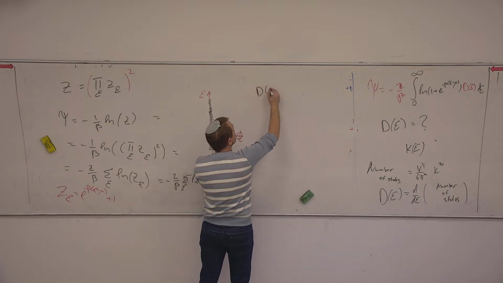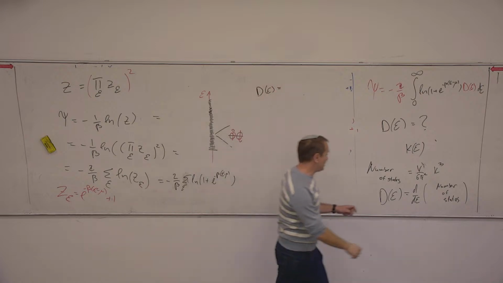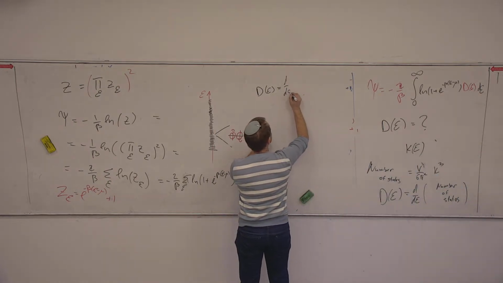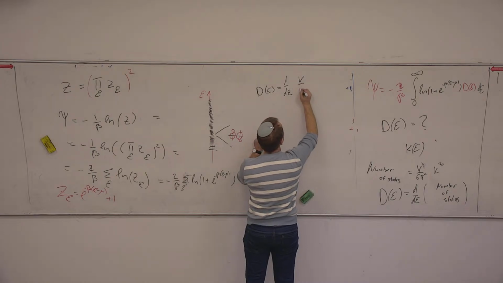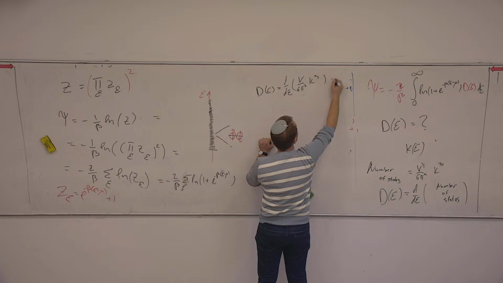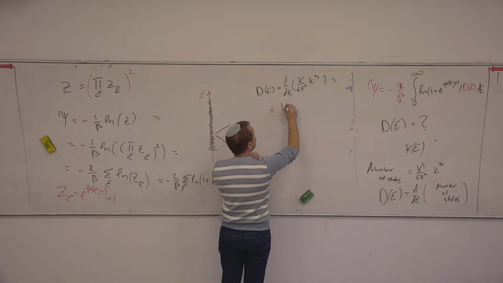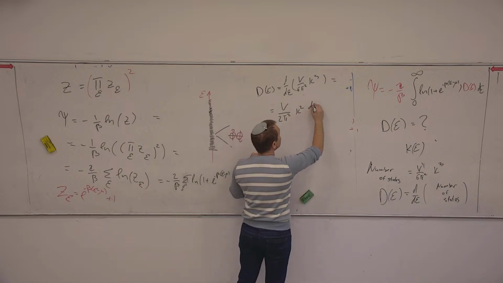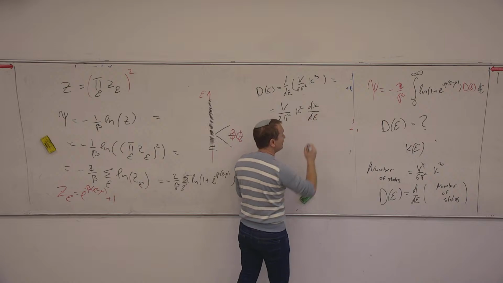So dε equals, when we take the d to dε of V divided by 6π²k³, equals V divided by 2π²k² dk to dε.